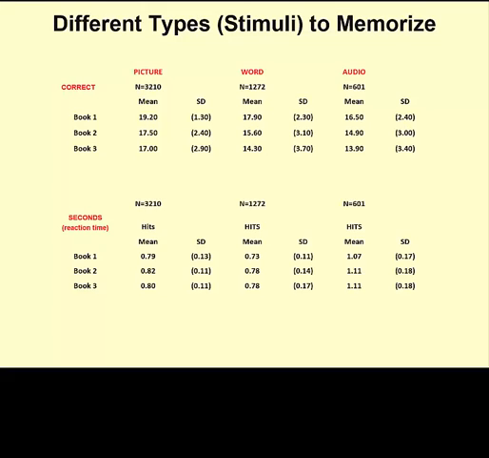Again, having a computerized version of the test has given the opportunity to evaluate different types of stimuli. For example, here is data presented under 3 stimuli conditions with both the numbers correct by trial and the corresponding reaction times for picture, word, and audio.